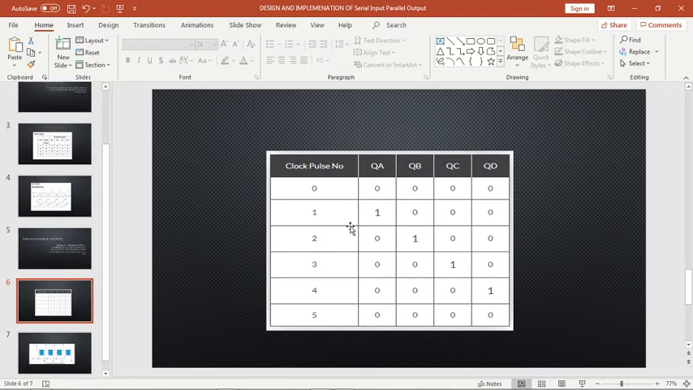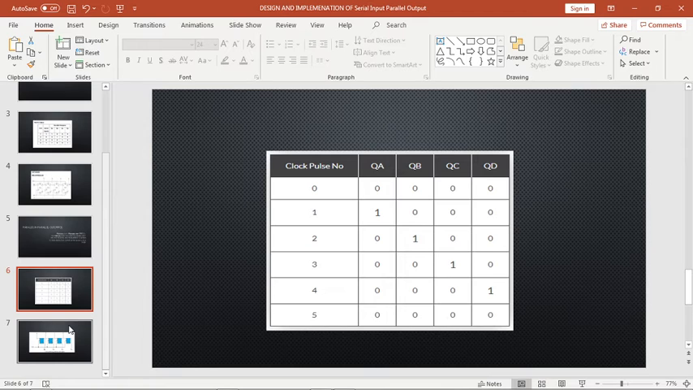During the first clock pulse, the output is drawn from the first flip-flop, and during the second clock pulse, the output is drawn from the second flip-flop. During the third, the output is drawn from the third flip-flop, and during the fourth, the output is drawn from the fourth flip-flop. During the fifth clock cycle, there is no output.